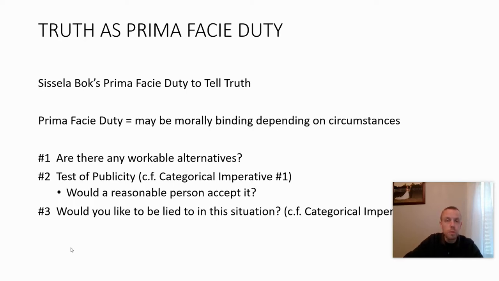And then third, which looks at the second formulation of the categorical imperative. Would someone like to be lied to? So not in terms of telling the truth, but who the truth is being, or in this case, the lie is being told to. So one, are there workable alternatives? You give it a test of publicity rather than universality, and then you think about how it impacts yourself. So in that case, it looks at not treating others as a means only, but yourself as a means.